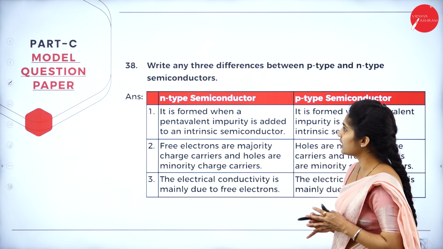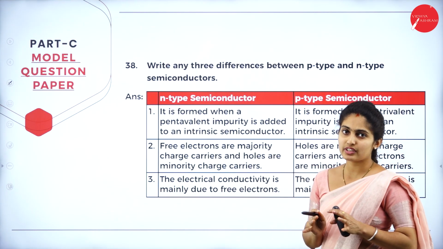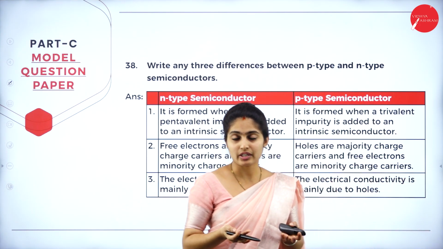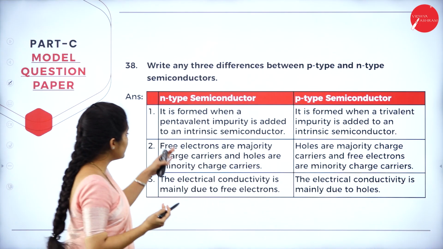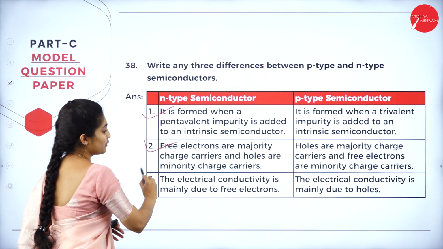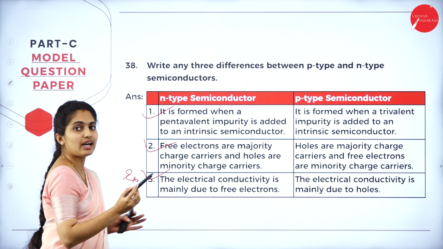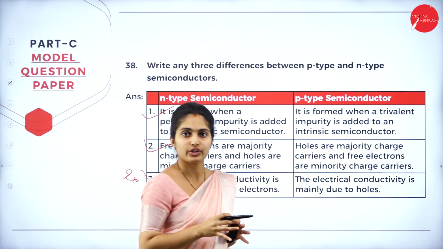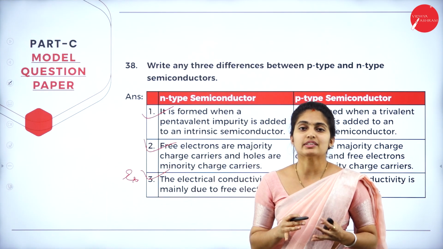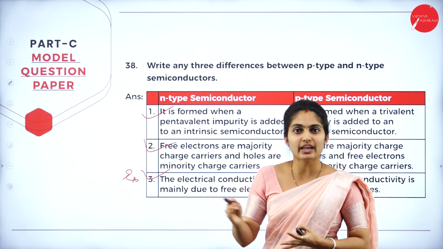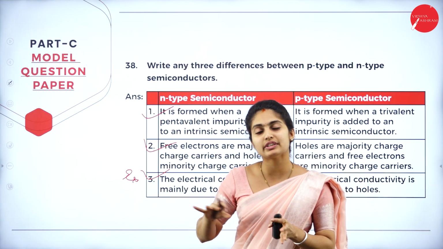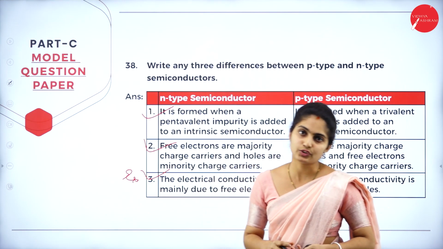So next is the 38th question. Any 3 differences between p-type and n-type semiconductors? You can go like this. Either you can take all 3 differences, or else you can take 2 differences with 1 example. You can opt for either of the 2. Keep it simple as it is, because that saves your time and will be very useful. With the remaining time you can revise your things.